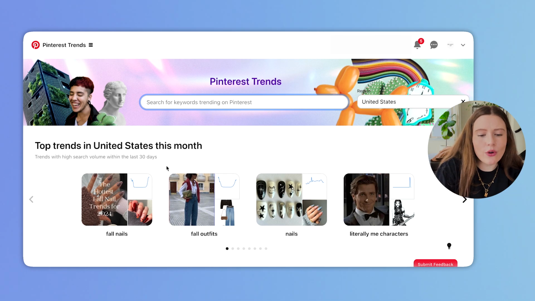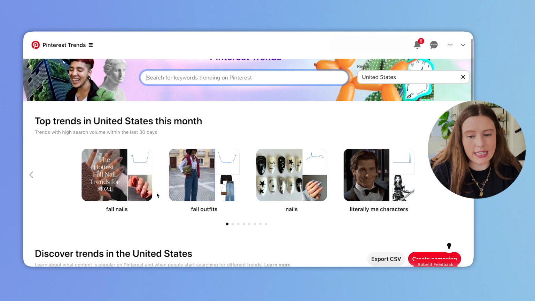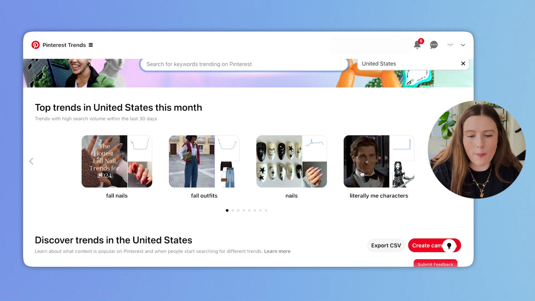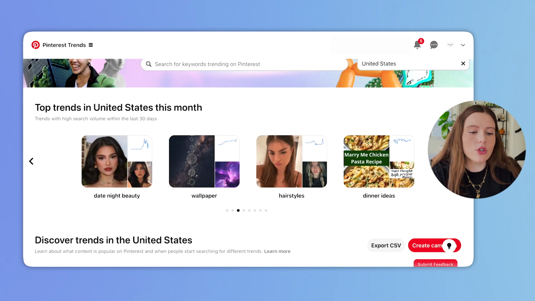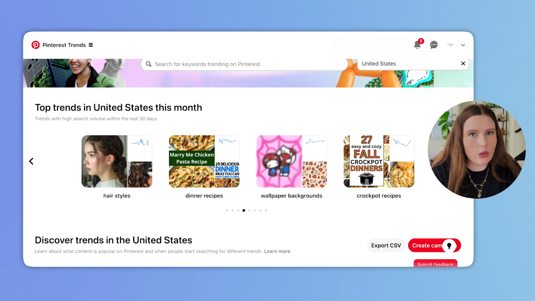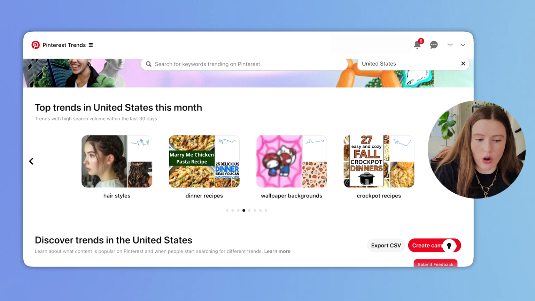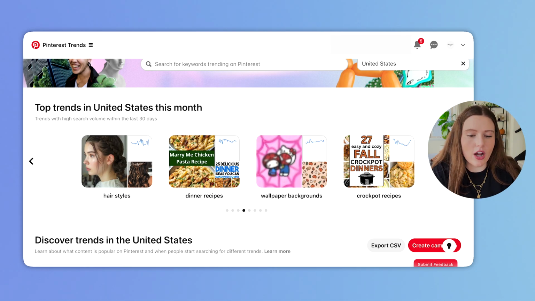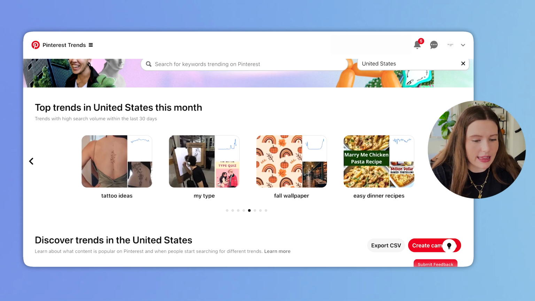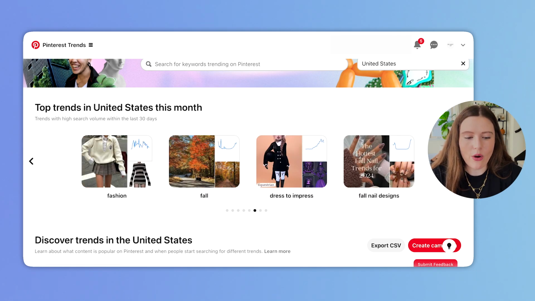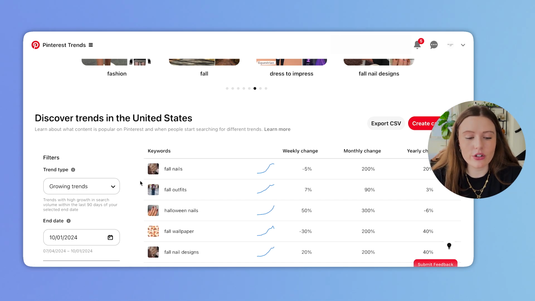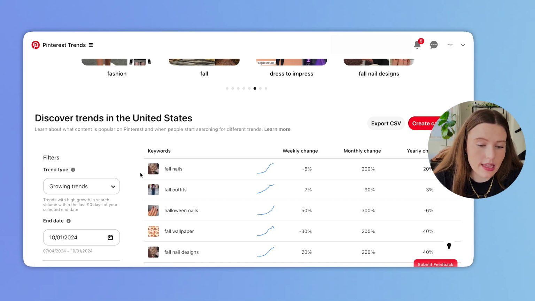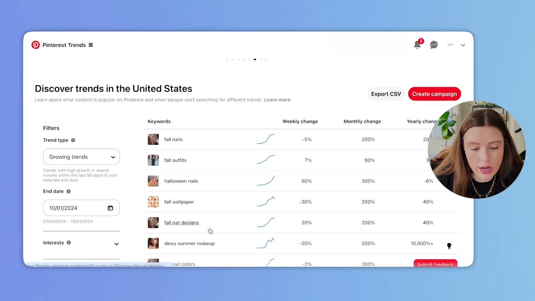So it'll tell you fall nails, fall outfits, literally me characters, home bedroom refresh, different outfit ideas, different recipes, different wallpaper, different hairstyles. So it gives you a plethora of different things and how those types of things are kind of trending across the space. So that way you just have an idea on what the consumer's mindset is at this point. It'll also break that out into weekly change and monthly change. So you can kind of understand why they're placing them in the top growth recommendations.